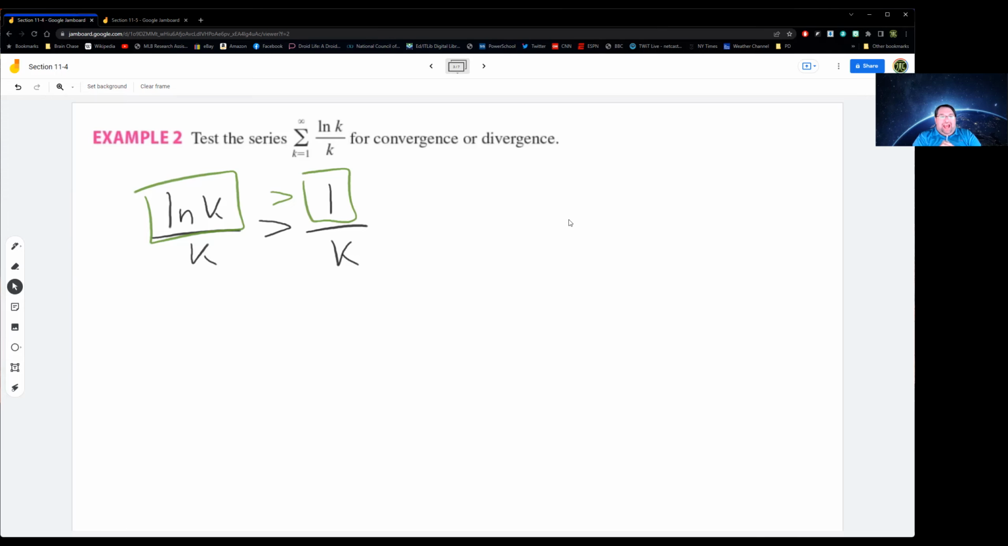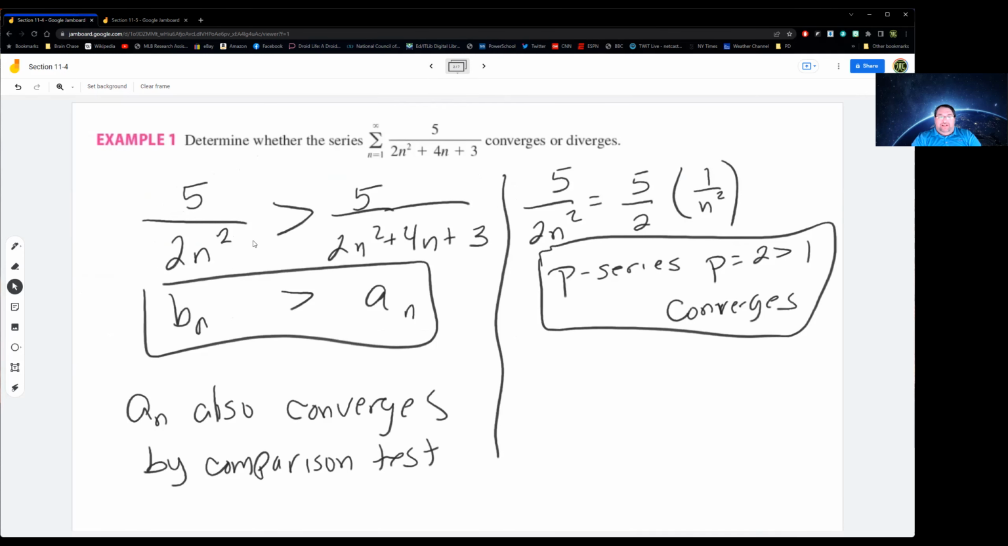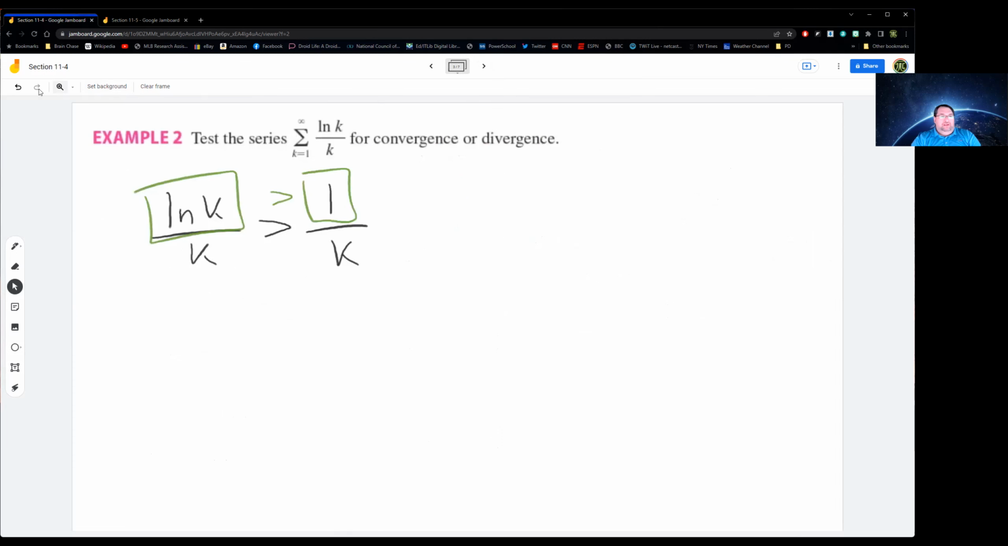So same thing here. I know ln of k is always going to be greater than 1, so I can use it. Same reason as in the last one where we looked at the denominator. I can just ignore the 4n and the 3 because they really don't matter as I get infinitely large. Those are just going to get washed away. Does that make sense? Yeah.